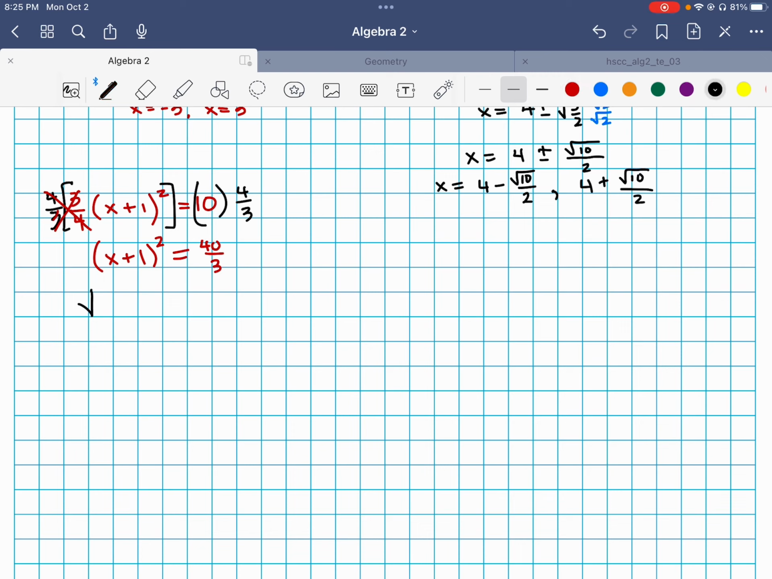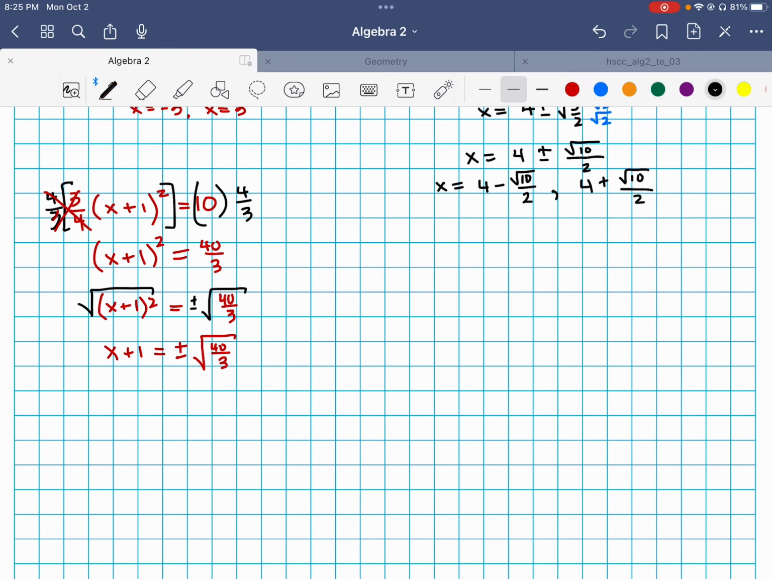And now I'm going to try to get rid of the square by square rooting the left, which means I'm also going to be square rooting the right, not forgetting to put the plus or minus into the problem. So now we have the square root of x plus 1 squared is equal to positive negative the square root of 40 over 3. Once again, 40 over 3 can be simplified since it has a radical on it, so I'll reduce that later. But I'm just going to solve for x first. We get x plus 1 is equal to positive negative the square root of 40 over 3.